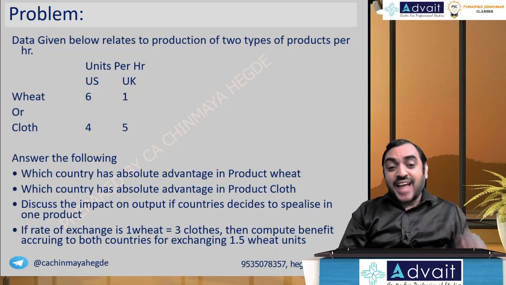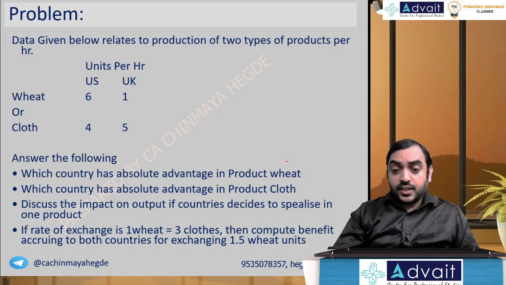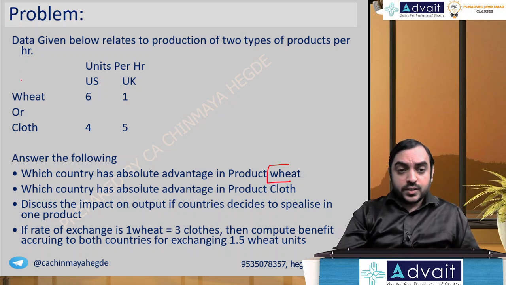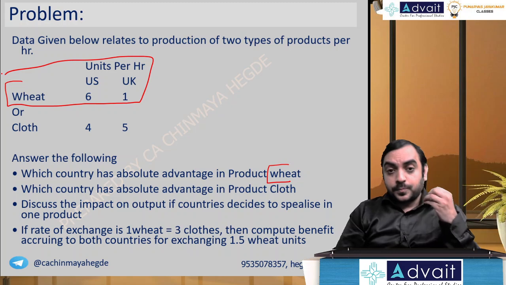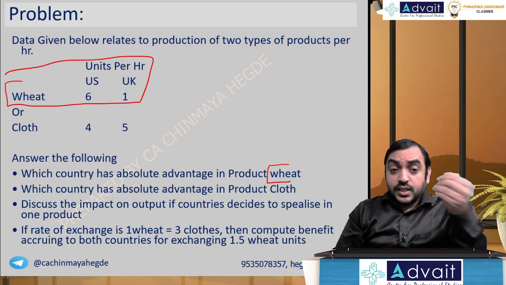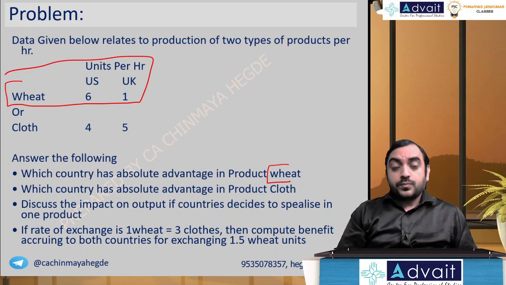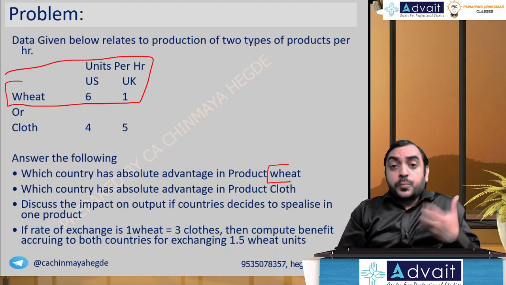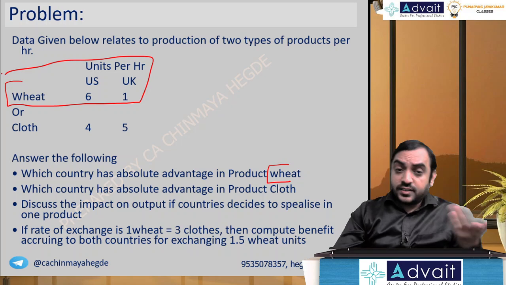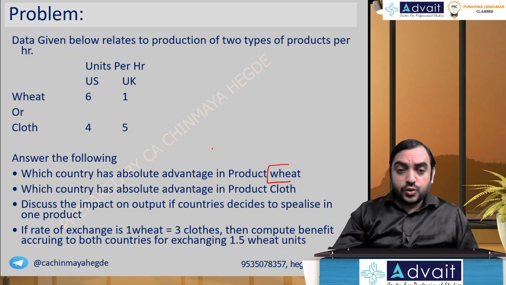Which country has absolute advantage in wheat? Now look at the wheat portion. So first row, tell me who can produce more. US can produce 6 units per hour, where UK can produce 1 unit per hour. So who can produce more? Who is more efficient? It is US. So which country has the absolute advantage in wheat? That is US.